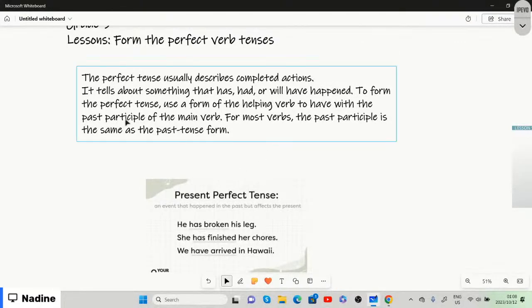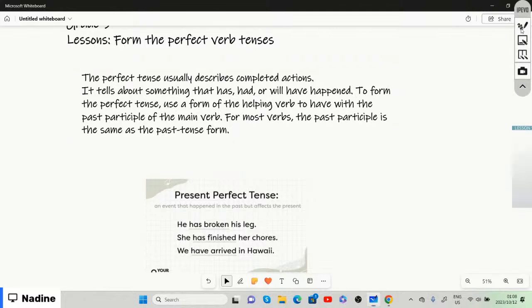And to form the perfect verb tense, we need to use a form of the helping verb to have with the past participle of the main verb. Which means that the helping verb is basically helping the main verb, in order for us to see which tense it will be. Will it be in the present? Will it be in the past? Or will it be in the future? For most verbs, the past participle is the same as the past tense form.